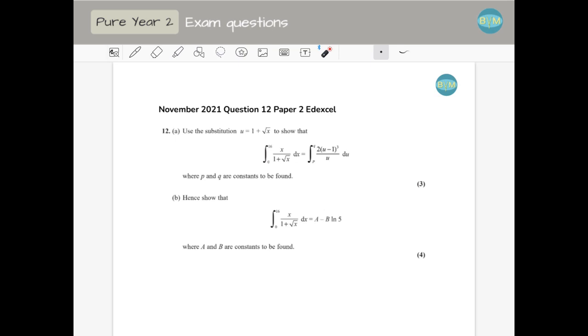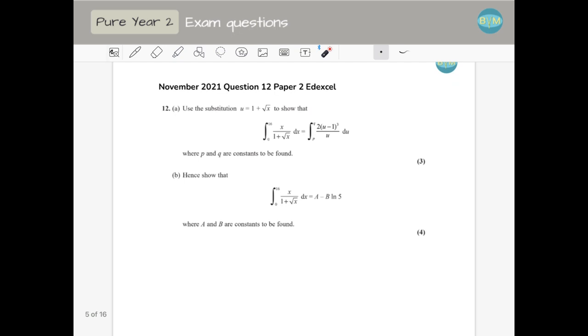Hello, this is question 12 on your November 2021 paper 2 from Edexcel, and you have to use this substitution to show that this integral is equal to this one. And then we will have to integrate it, but at the moment it's just finding the equivalent and the limits of integration, P and Q.